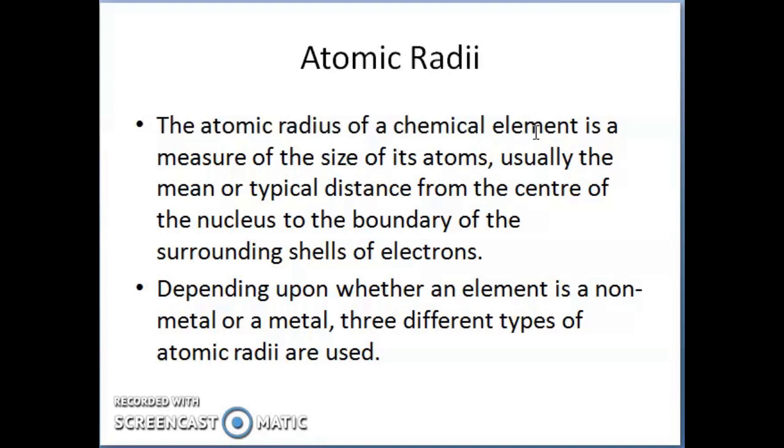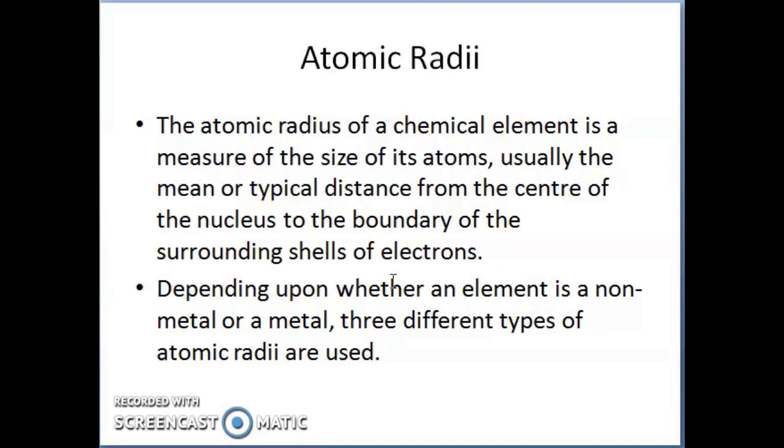Or simply, we can say that it is the distance from the center of the nucleus to the boundary of the surrounding shells of electrons, because as we know, the nucleus is in the center and the electrons keep revolving around the nucleus. So atomic radius is the distance between the nucleus and the boundary of the surrounding shells of electrons.